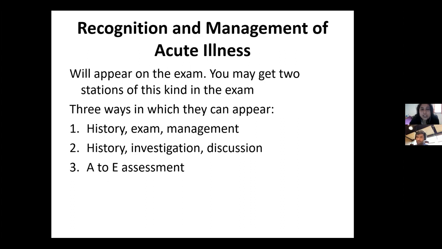There are 3 ways in which these acute management stations can appear. The first type is the history, examination, and management type. The second one is the history, investigation, and discussion type. And the third one is the easiest one, in my opinion. It's your A to E assessment.